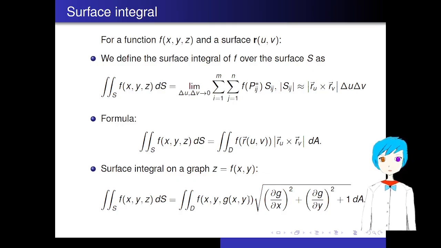Specifically, if we have a graph z = f(x,y), then we can simplify the formula for the surface integral, which is integrating over D f(x,y,g(x,y)) times the square root of g_x squared plus g_y squared plus 1.